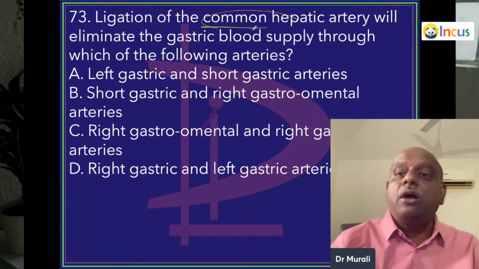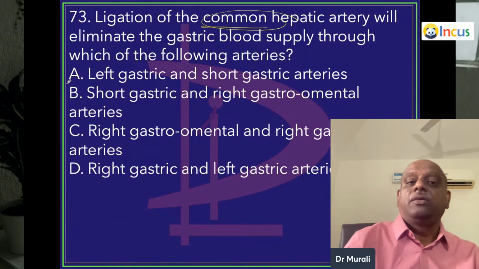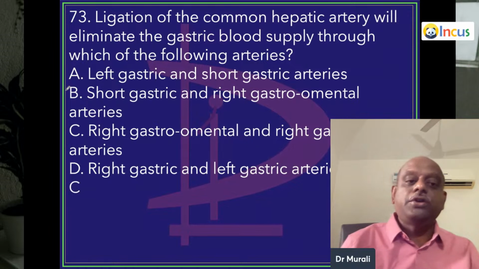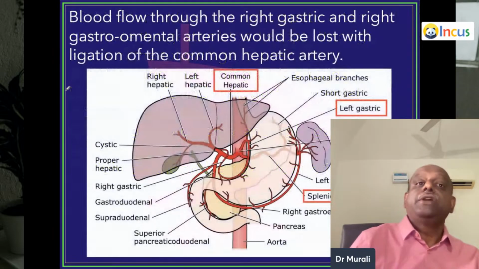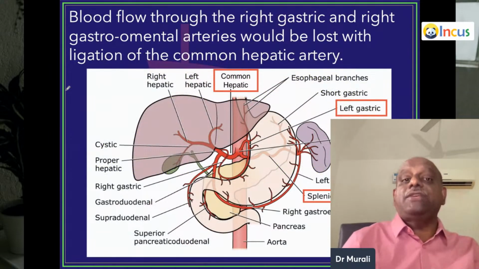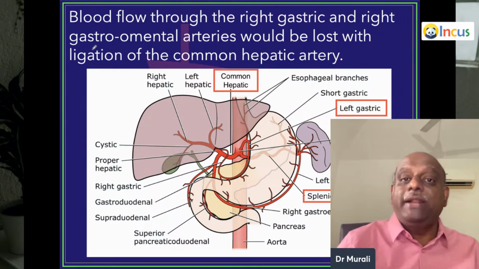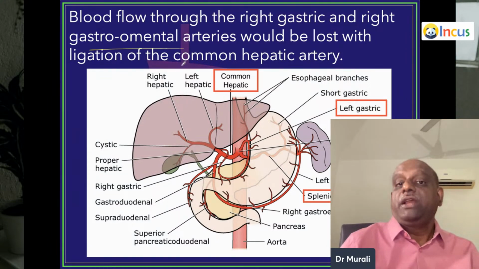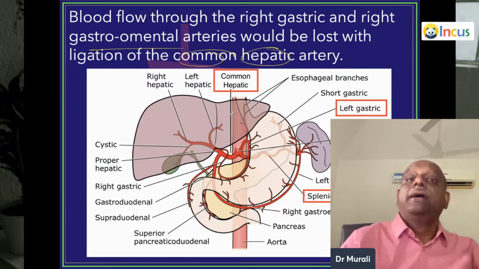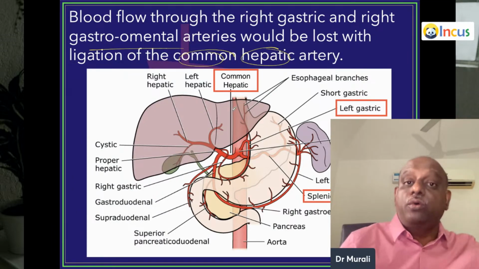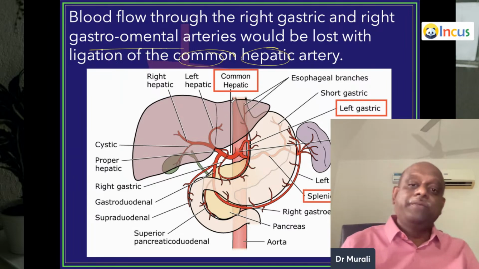The ligation of the common hepatic artery, what will it lead to? You should know that the blood flow through the right gastroepiploic arteries will be lost, because the common hepatic artery is the origin for the right gastric and right gastroepiploic arteries. That is what you should remember.